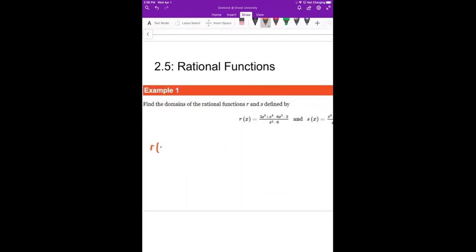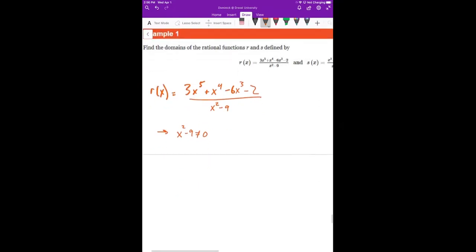So r of x is 3x to the 5th plus x to the 4th minus 6x to the 3rd minus 2 over x squared minus 9. Now, of course, to find the domain, we want x squared minus 9 to not equal 0, right? So, of course, we look for when it is 0 and toss those out. So we want to solve x squared minus 9 equals 0.